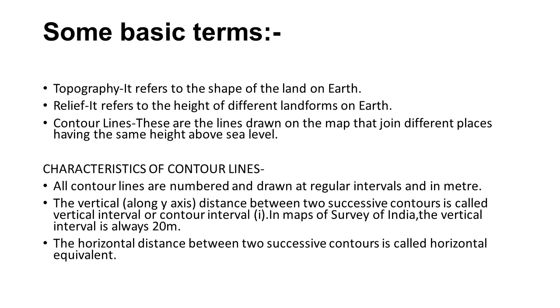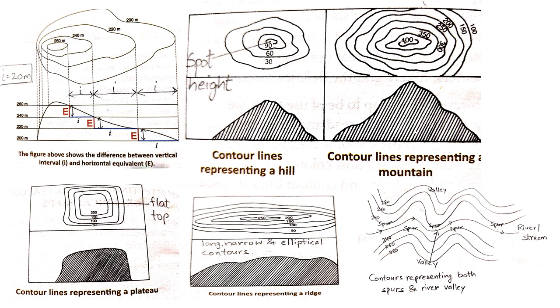The vertical distance, that is along the y-axis, between two successive contours is called vertical interval or contour interval. In maps of Survey of India, the vertical interval always measures 20 meter. The horizontal distance between two successive contours is called the horizontal equivalent.